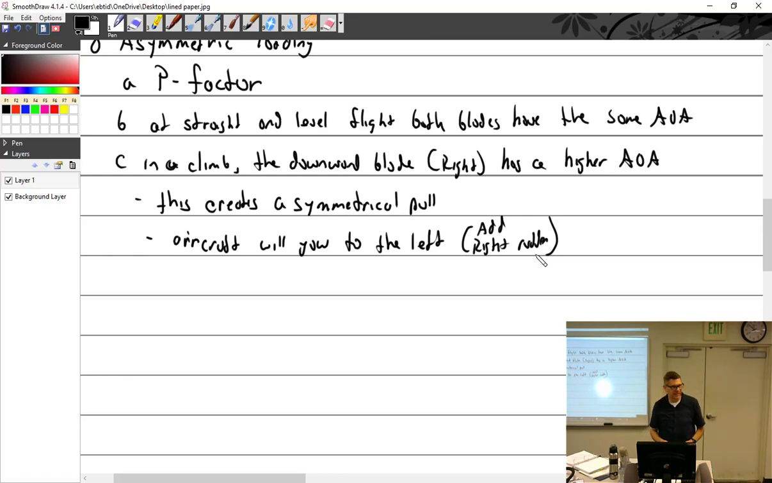Is that asymmetrical pull, or this creates asymmetrical? Like, is it asymmetrical, not symmetrical? One word, asymmetrical.